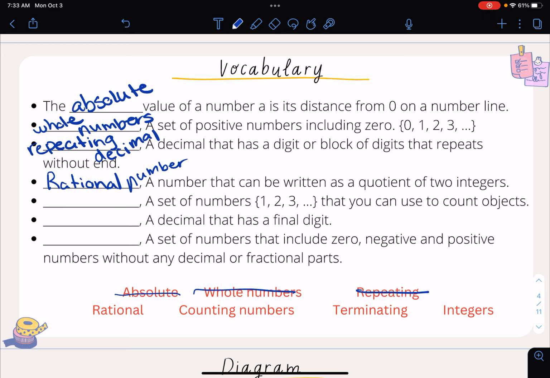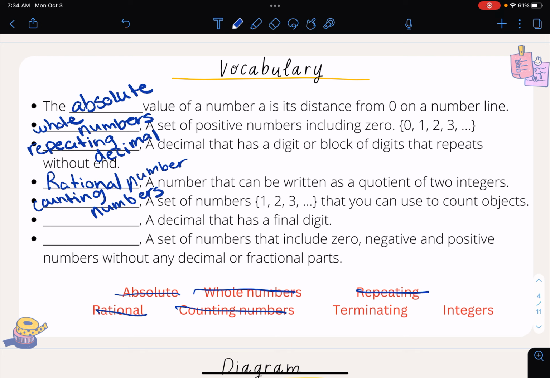Okay. And then the next one says a set of numbers, 1, 2, 3. Those are examples that you can use to count objects. So what do you think that would be? Again, there's a hint. Yes, if you said counting numbers, you are correct.